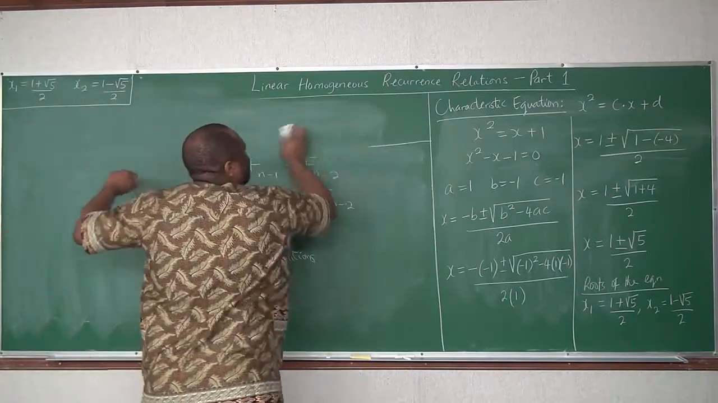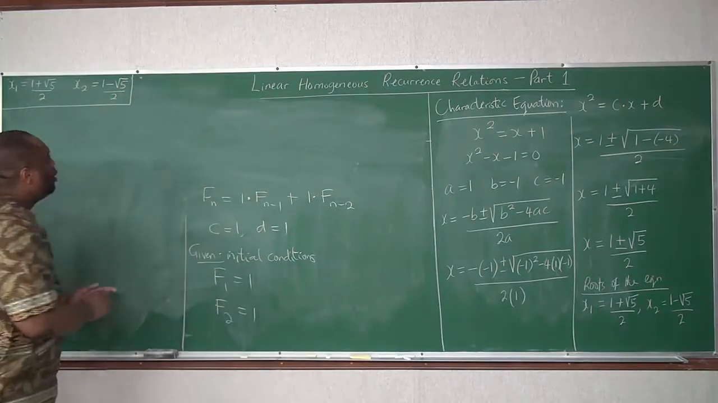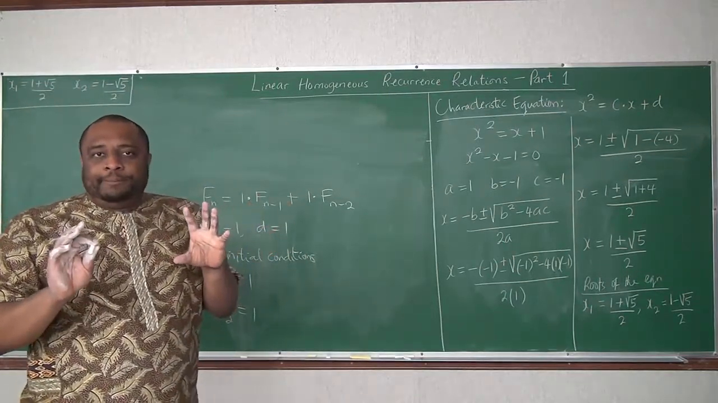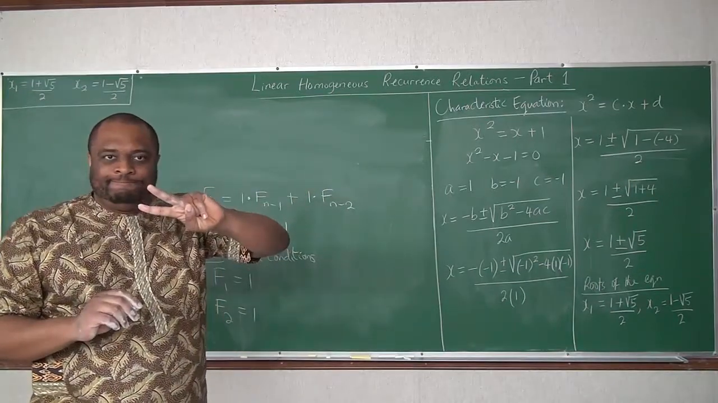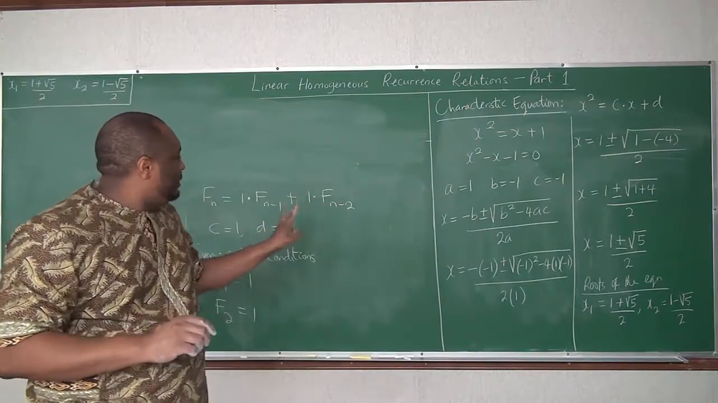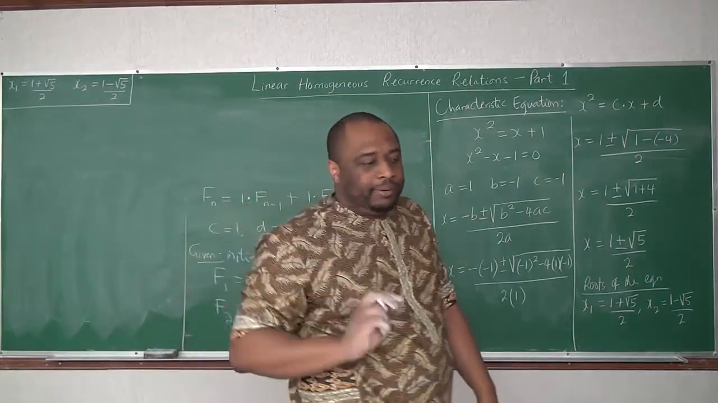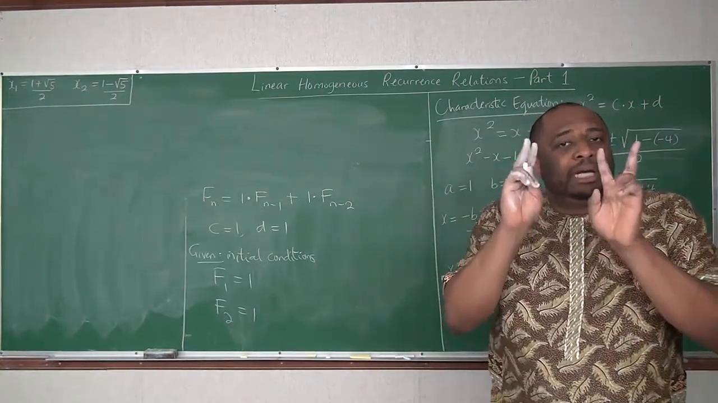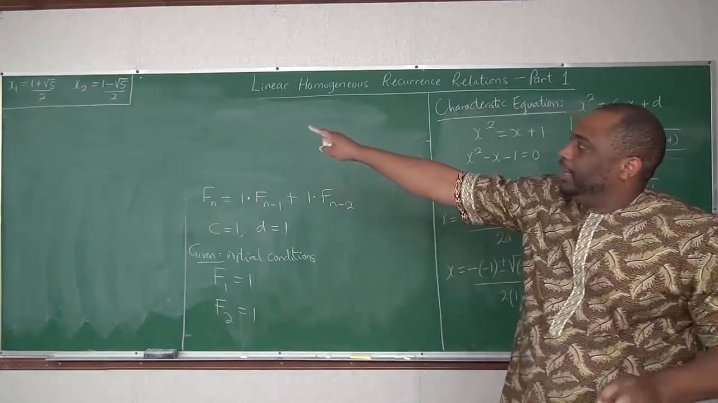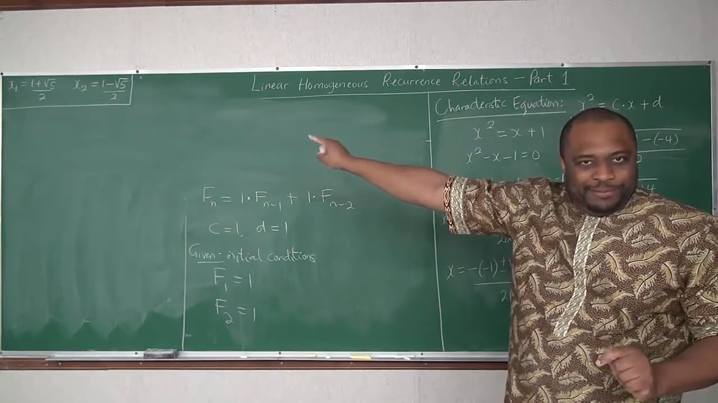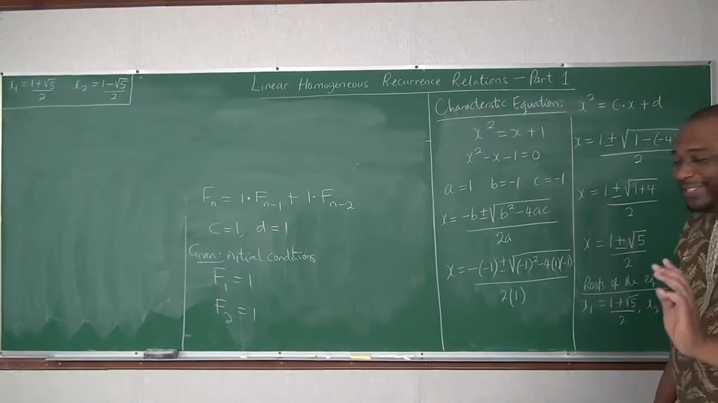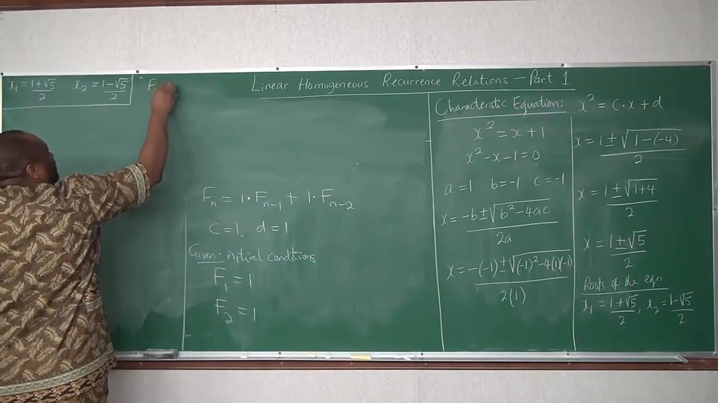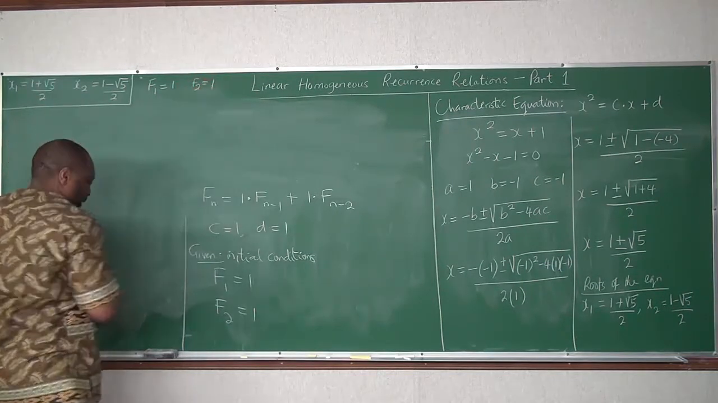The next thing we are going to do is get the two initial conditions, I'm sorry, not constants, the two initial conditions. And we will have constants again that we are going to use these two characteristic roots for. These are the initial conditions: the first term is 1 and the second term is 1. So this is what we are going to do.